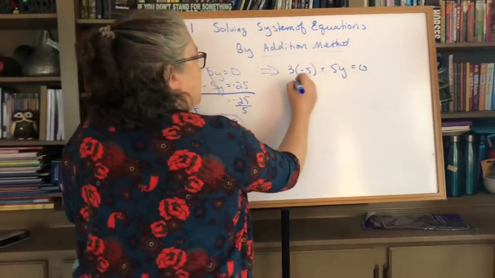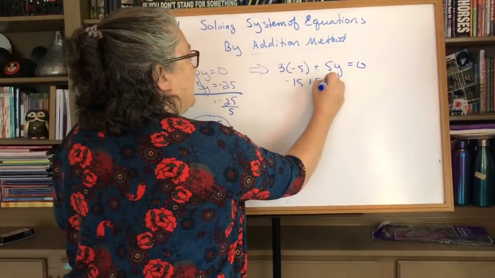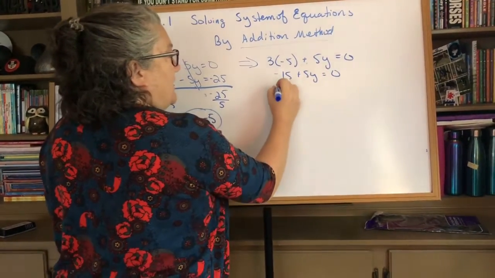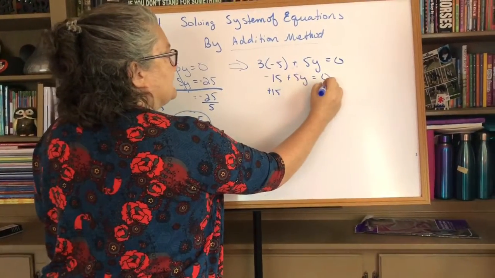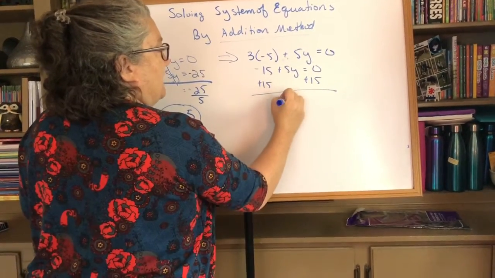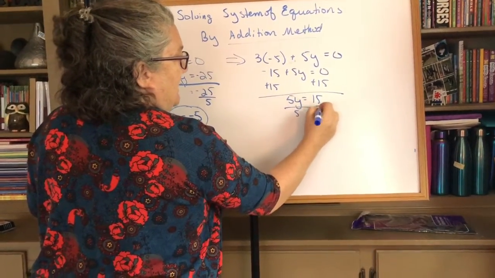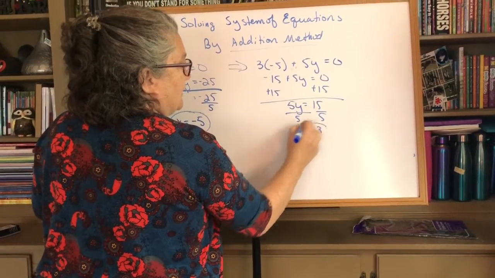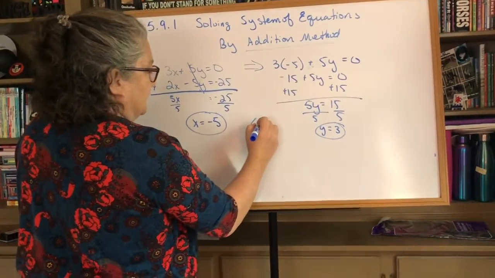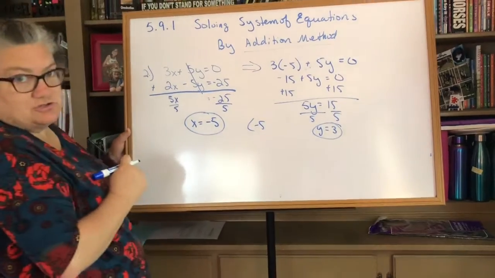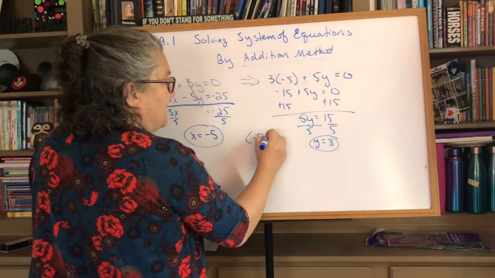So this is -15 plus 5y equals 0. I add 15 to both sides, and I have 5y equals 15. Divide by 5, y equals 3. So my solution, my ordered pair, is -5, 3.